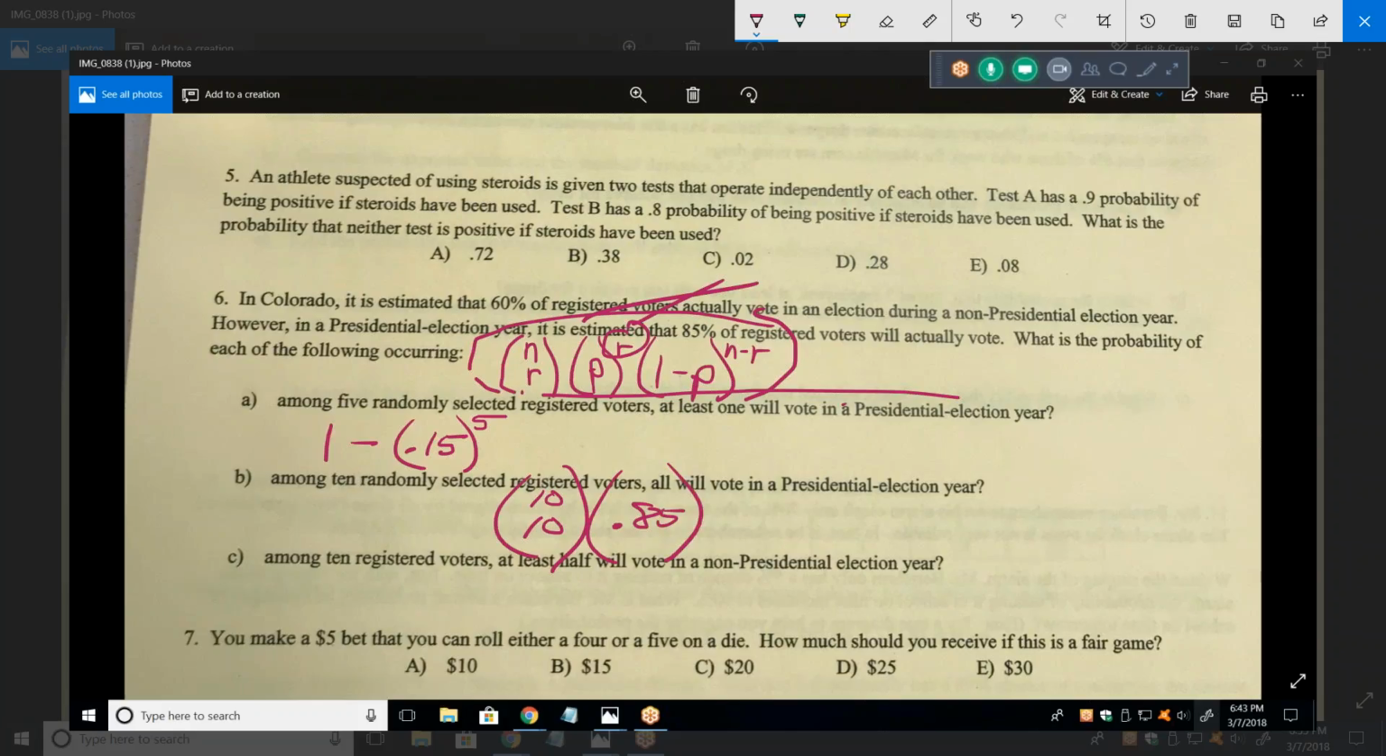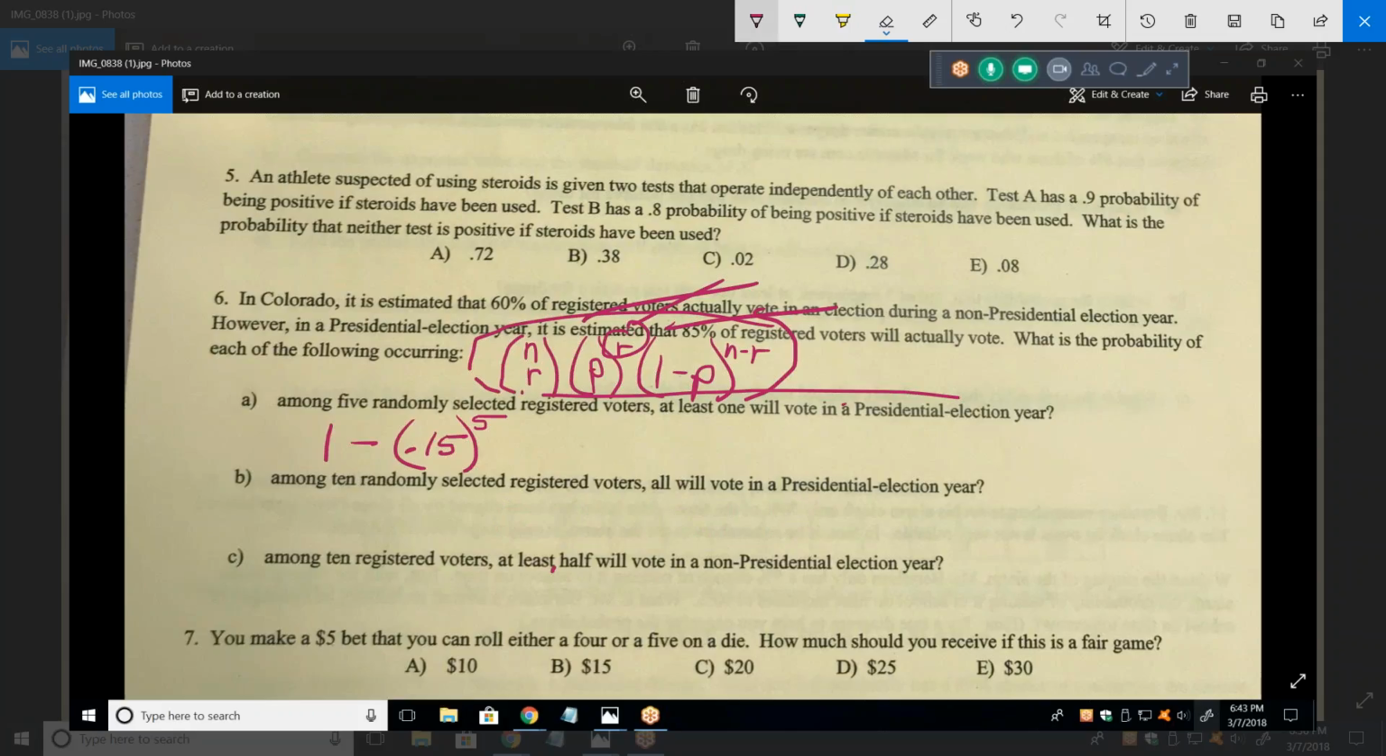Remember, the 0.85 is to the r power, and the 0.15 is to the n minus r. Again, 10 chosen 10 at a time is 1. And that is 1. So that's how you end up with 0.85 to the 10th power, even though you knew intuitively that it had to be. Still, being able to use this is going to answer a lot more questions for you than intuitively doing it.